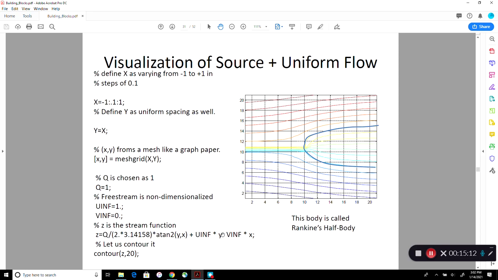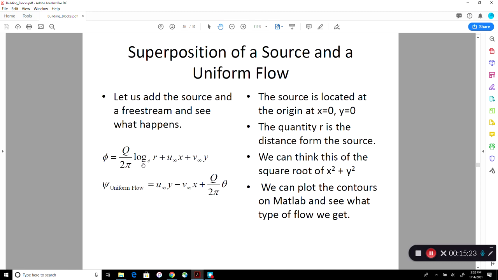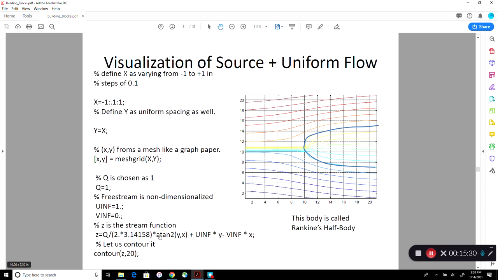And this is the free stream. Now we have added all of these things together. So this is the stream function that we defined in this slide here: q over 2 pi times theta, plus u infinity y, minus v infinity x.